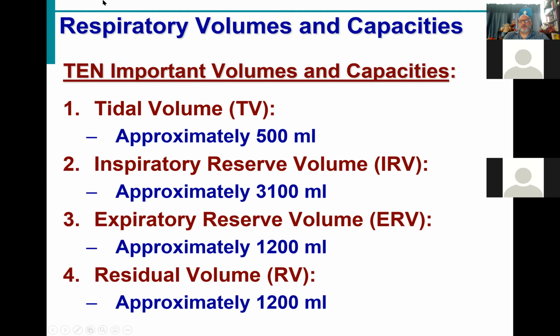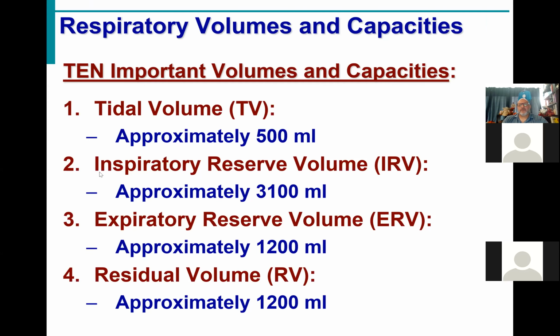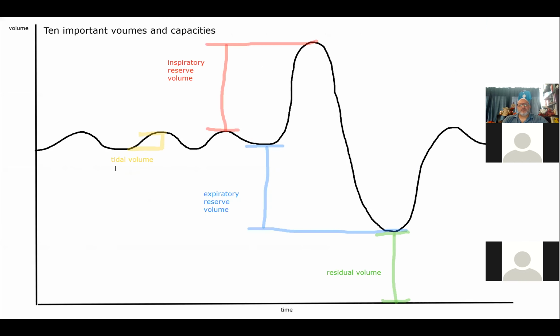And again, while we'll put values to them, so this one is, let's make it small, 500 milliliters. This one here is 3,100 milliliters. This one here is 1,200 milliliters. This one here is 1,200 milliliters. Is it vitally important that you memorize these numbers?